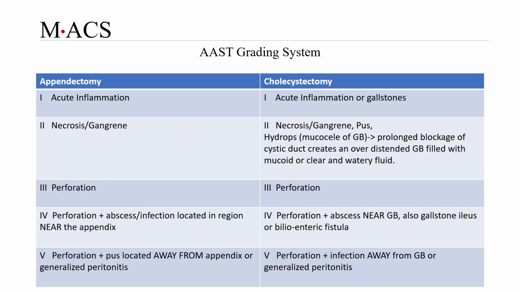You can use the details on the AAST grading chart to help you choose the appropriate score, but remember, not every criterion in a row must be present to assign that grade. For example, Grade 1 covers acute inflammation. Grade 2 includes findings like necrosis or gangrene, and for gallbladder cases, it can also mean purulence or hydrops. Grade 3 is for perforation. Grade 4 applies if there is infection or other issues outside, but close to, the organ. Finally, Grade 5 is for infection away from the organ or cases of generalized peritonitis.